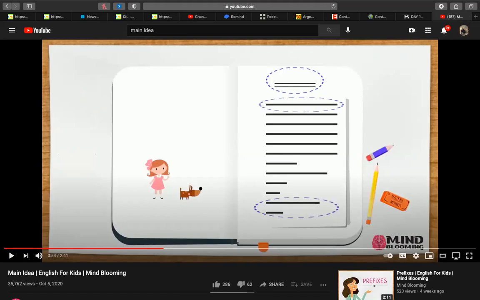So just to go back to that visual, it's not saying only read those sentences. It is saying read everything, and this is what you read twice.